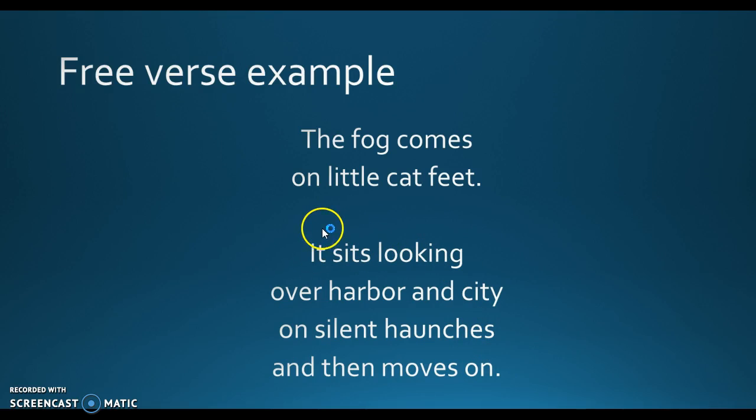Okay, listen to this one again. It sits looking over harbor and city on silent haunches, then moves on. Beautiful. Okay. Then there's the haiku.